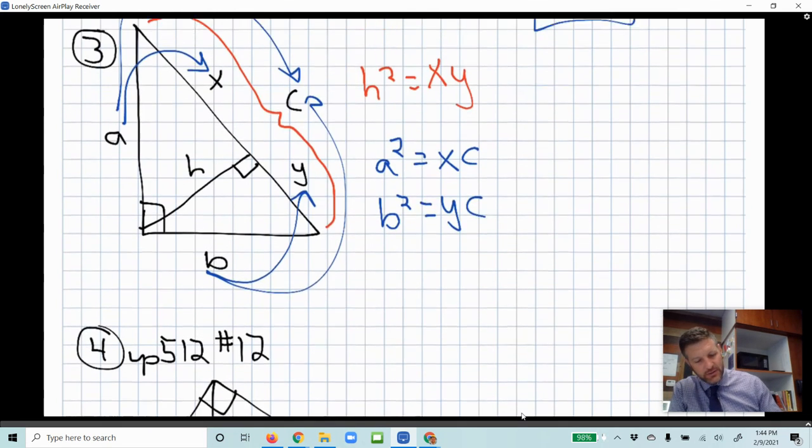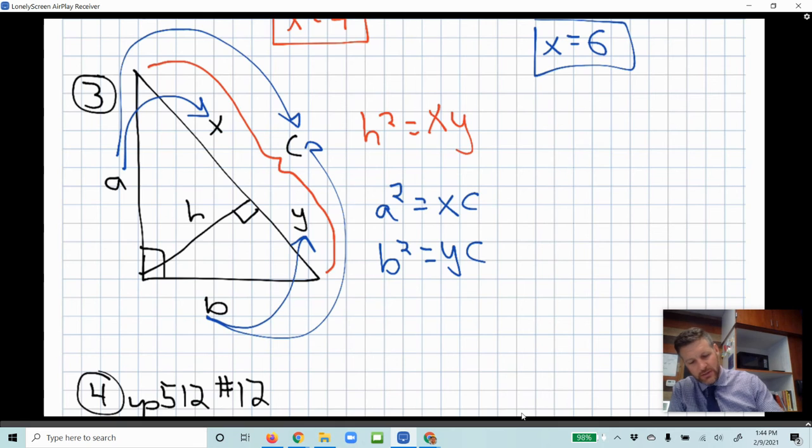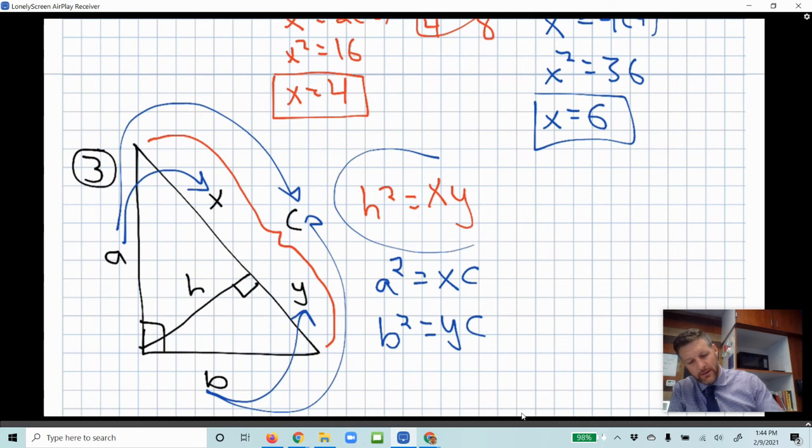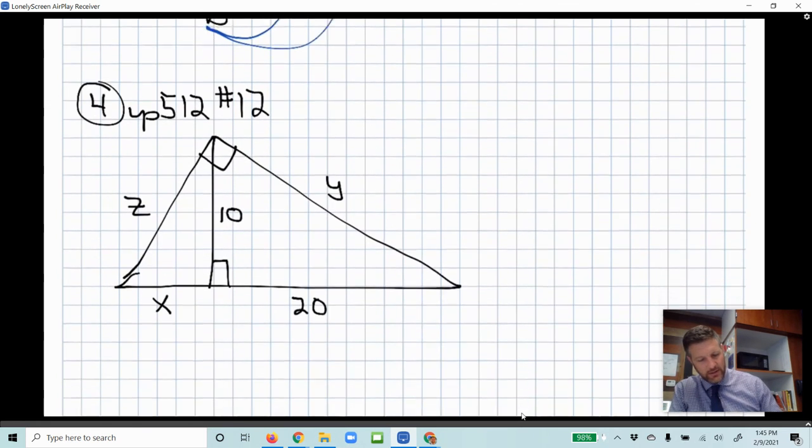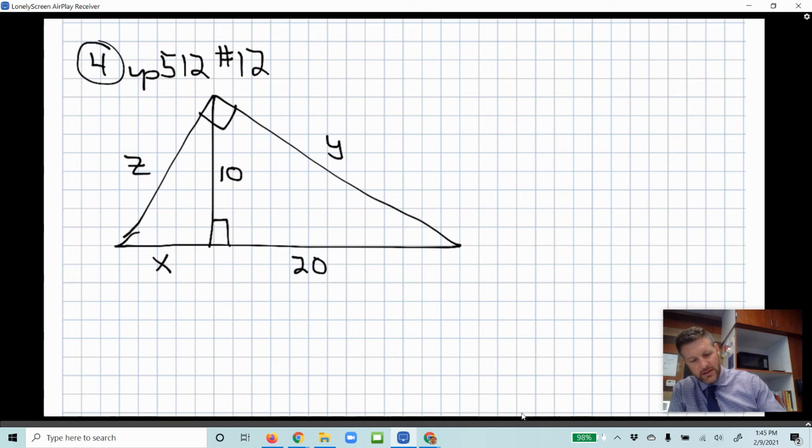Do I have the altitude? If you have the altitude, you're going to be using h squared equaling x times y. If you have the a side, then you're probably going to be using x and c. If you have the b, you're probably going to be using c and y. So let's see what they've given us. We can see that they have given us the altitude, so that means we're going to be using h.